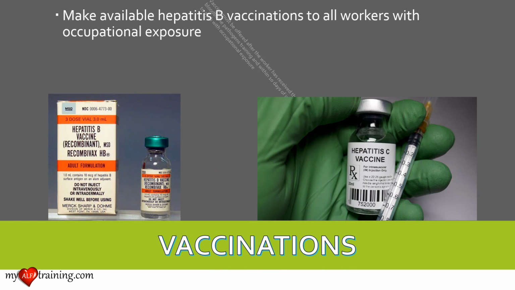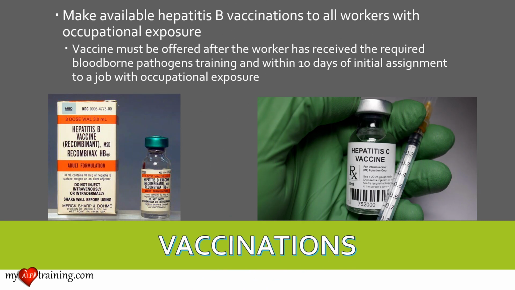Another precaution would be to make available hepatitis B vaccines for all workers that have an increased risk for occupational exposure. The vaccine must be offered after the worker has received the required bloodborne pathogens training and within 10 days of initial assignment to a job with occupational exposure.